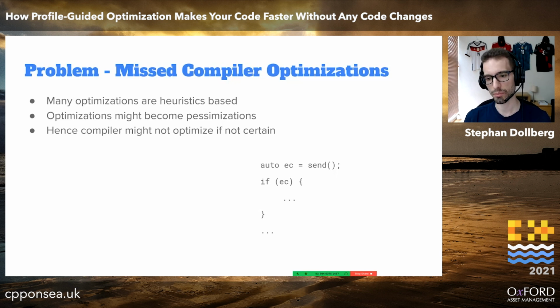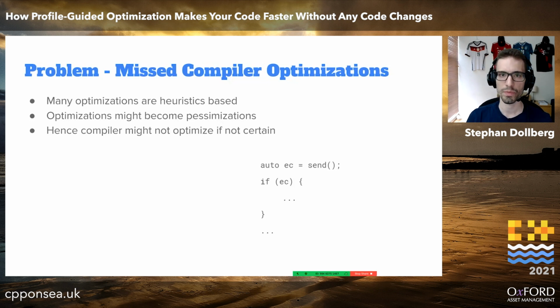I have this small code sample here. It's just some pseudocode. We have a send function. You could imagine sending something on a socket. The send function returns an error code, EC. And obviously, we need to handle this error. So we have this if branch: if EC, then we do some error handling.